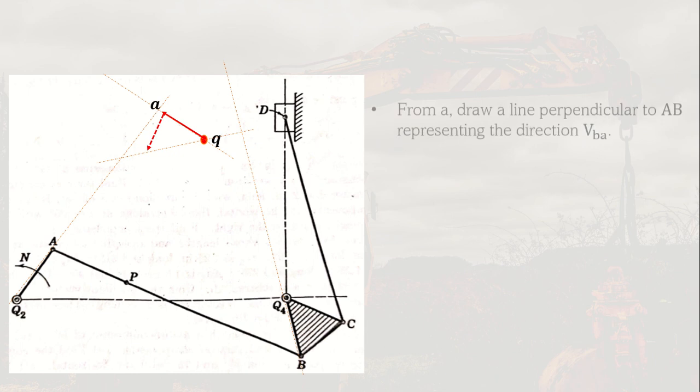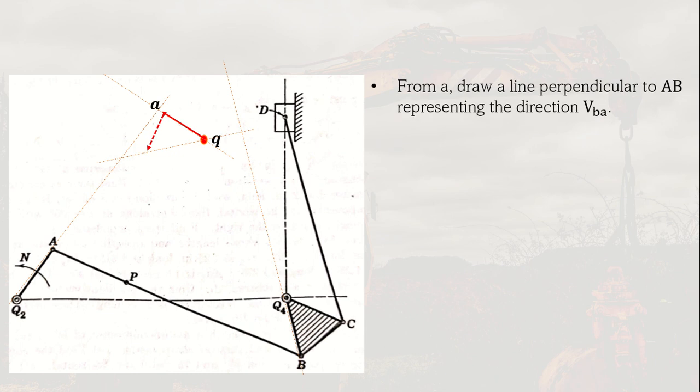And then from A, you draw a line perpendicular to AB, representing the direction of VBA. Since this is the velocity of B relative to A, that is the velocity of B relative to A. So from A, this QA, draw a line.